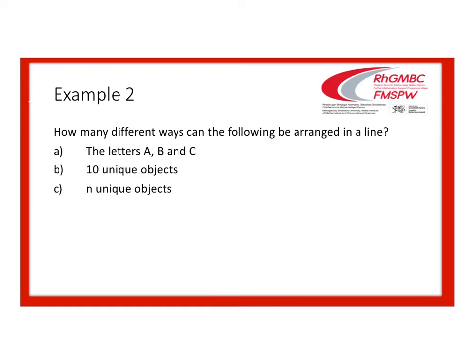How many different ways can the following be arranged in a line? The letters A, B and C, 10 unique objects, n unique objects. Pause the video, have a go thinking about the theory that we've already seen, and then unpause the video when you're ready to move on.